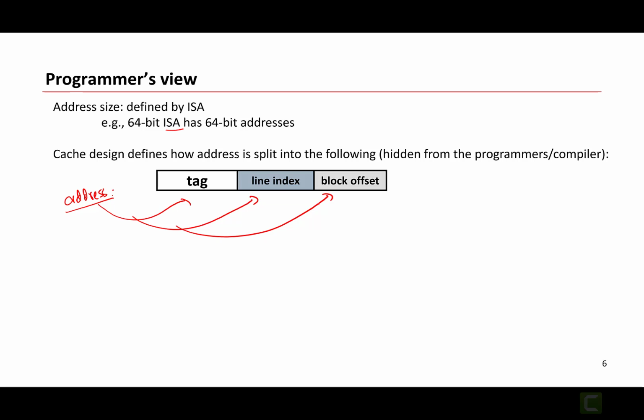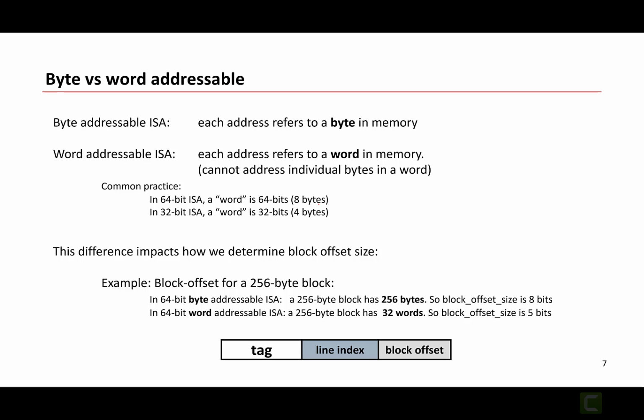And that's why a cache design can vary from one processor implementation to another, even though they both may support the same ISA. Another common source of confusion is in understanding the difference between the byte addressable versus word addressable ISA and its impact on how to compute some of the details for cache configuration, in particular block offset.